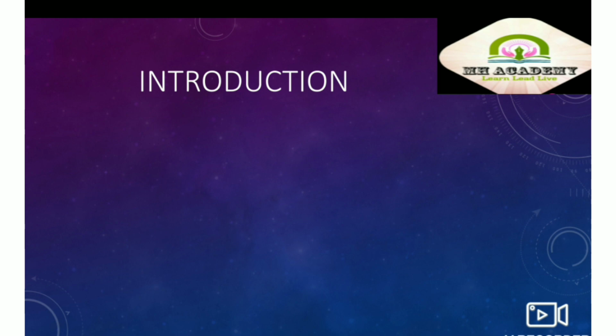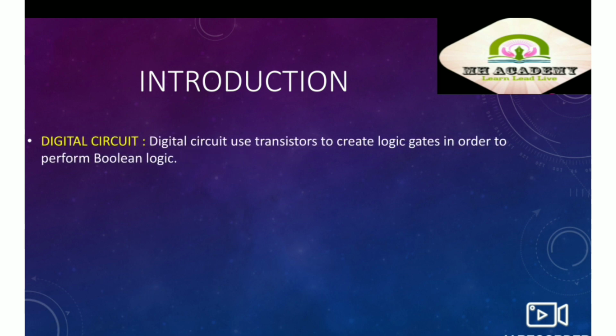So let's start. What is a digital circuit? A digital circuit uses transistors to create logic gates in order to perform Boolean logic. What is Boolean logic? Boolean logic is a form of algebra where all values are either true or false, which are used to represent digital input or digital output. And also, it is the set of laws or rules.